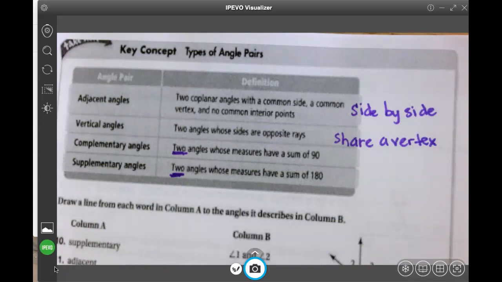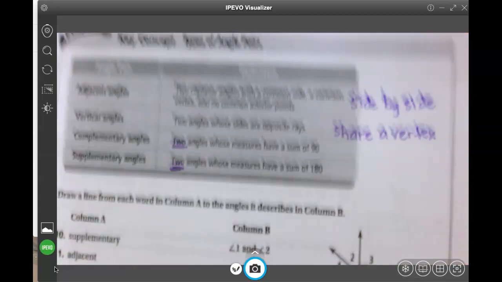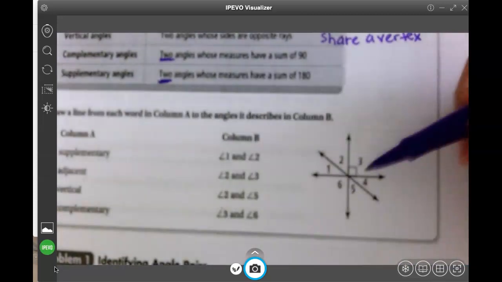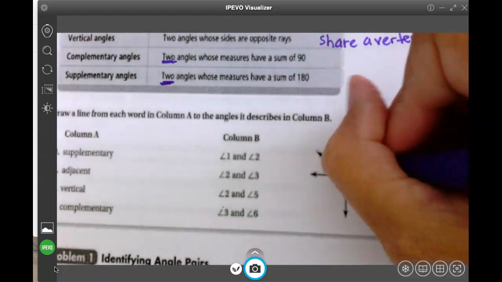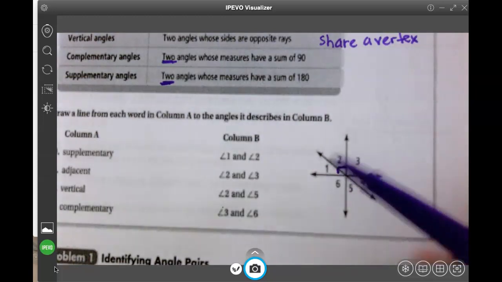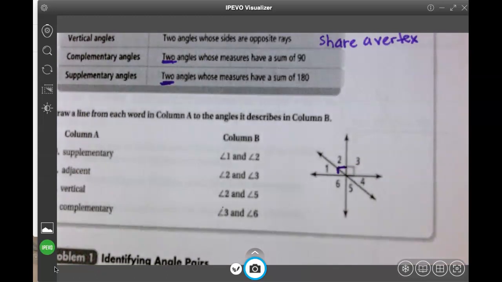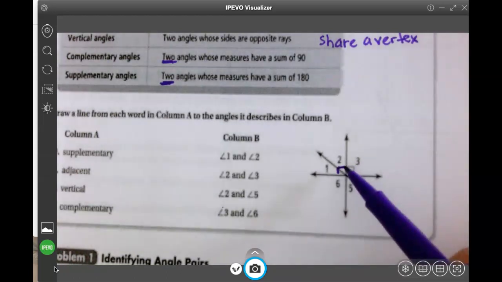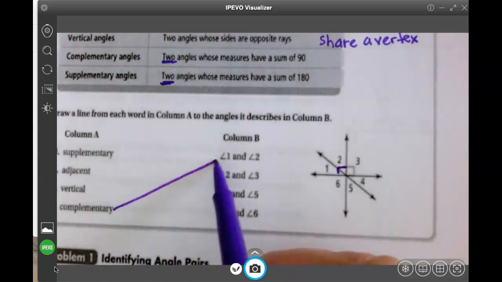We could, okay? The reason why we can is because it shows me that it's a right angle there. So I can assume that this one right here also is a right angle. And what that tells me is the measure of angle 1 plus the measure of angle 2 equals 90 degrees. Which means because they're two angles whose sums equal 90 degrees, they're complementary.